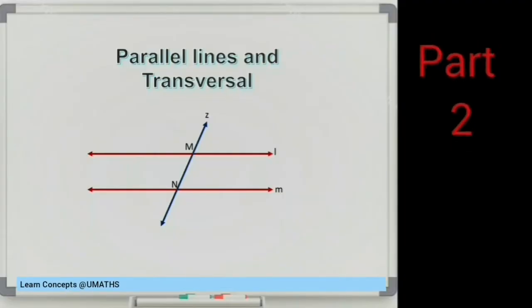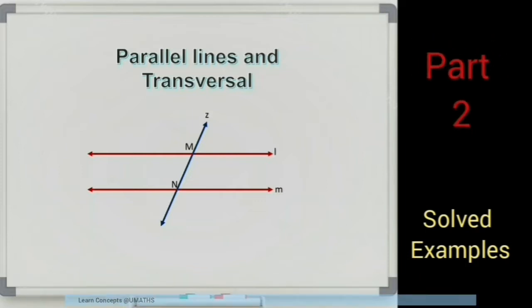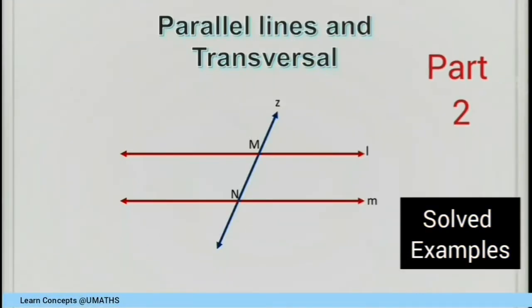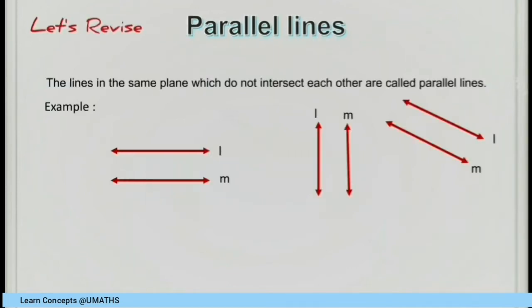Students, this is part 2 of parallel lines and transversal. In the last video, we learned the concept of parallel lines and transversal, right students? Let us revise what parallel lines are. The lines in the same plane which do not intersect each other are called parallel lines. In other words, parallel lines are those pairs of lines that, even though you extend them, will never meet.